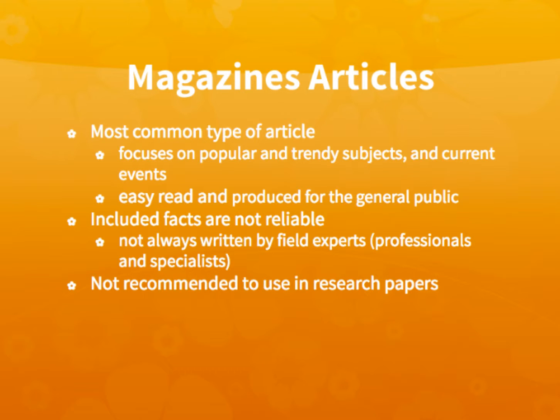The most common of the three is popular magazines. The articles in these types of magazines are usually trendy and produced for general public. That means they have info on current events and are easy to read, which makes them useful sources for updates on your topic. However, you can't really rely on these types of magazines to be written by field experts, which means that the information isn't absolutely reliable. That's why most professors don't really like letting students use this as support in research papers.